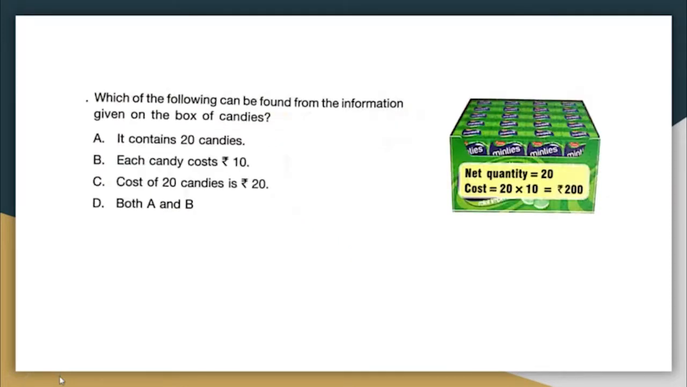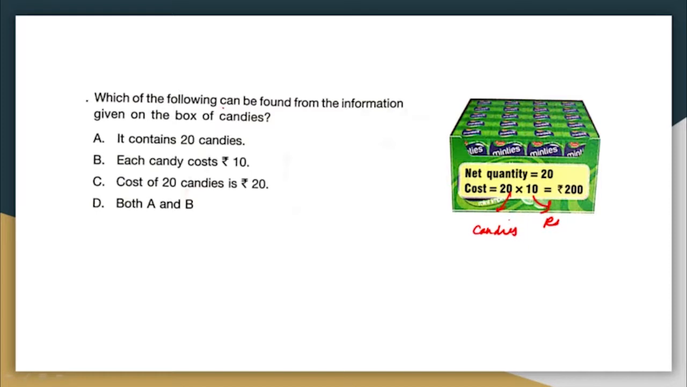Which of the following can be found from the information given on the box of candies? What is given here? Net quantity is 20 and cost is 20 multiplied by 10, that is 200. Net quantity 20 means there are 20 such Minties chocolates in the box, and cost is 20 multiplied by 10, 200, which means there are 20 candies and the cost of each candy is 10 rupees. So the total cost is 200 rupees.